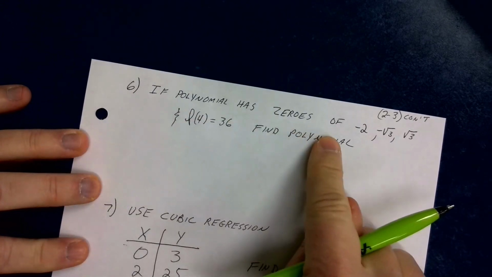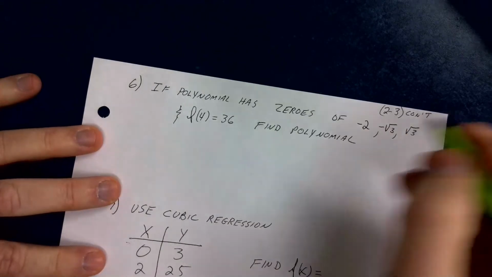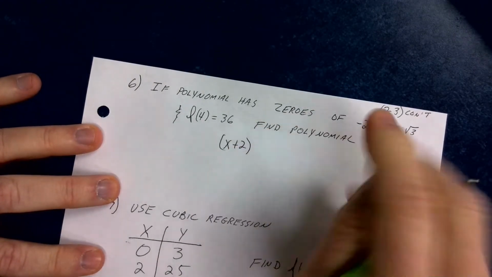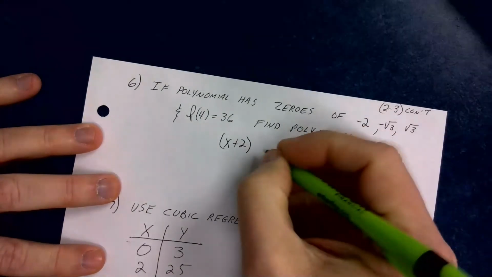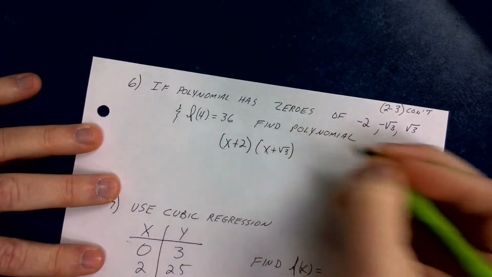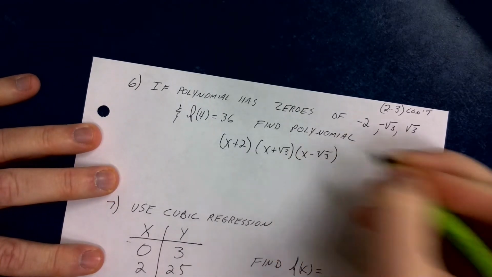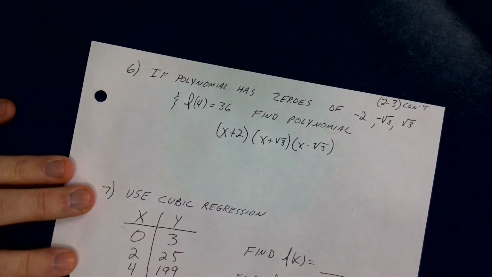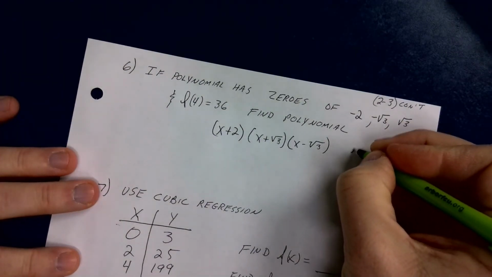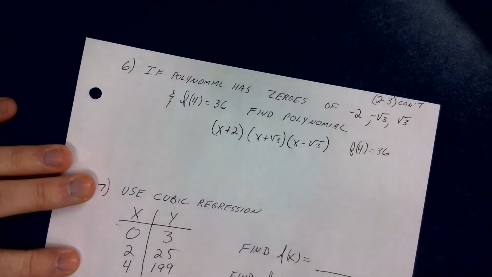So if I said a polynomial has zeros of -2, -√3, and √3, that means that x plus 2 has to be a factor, that x plus √3 has to be a factor, and that x minus √3 has to be a factor. And I also know that f of 4 must equal 36.